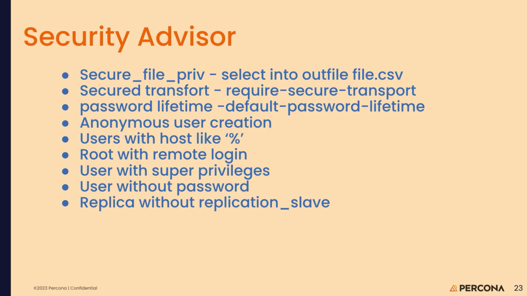Then replica without replication slave. When the replica does not have any user with replication slave permissions, this will give a warning, because when the replica becomes primary, it will not allow other replicas to replicate from it. So there should be users with replication slave.